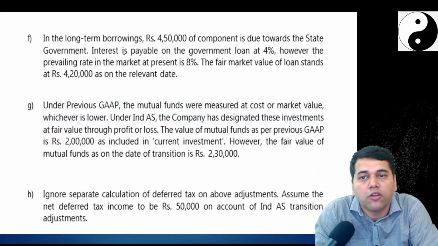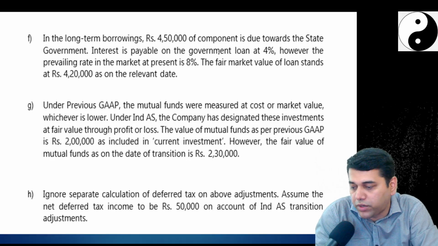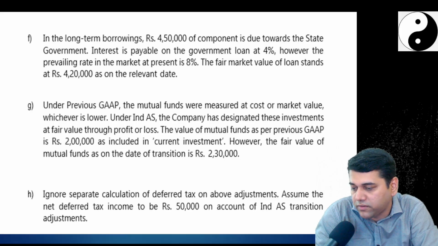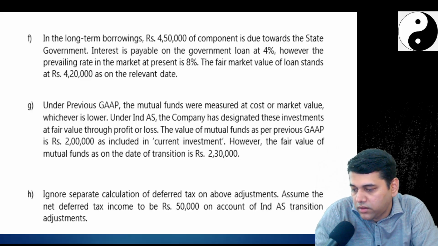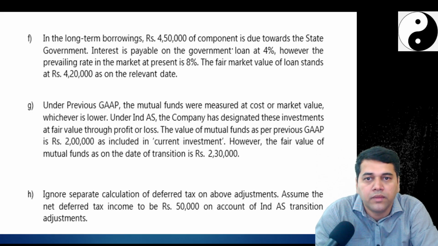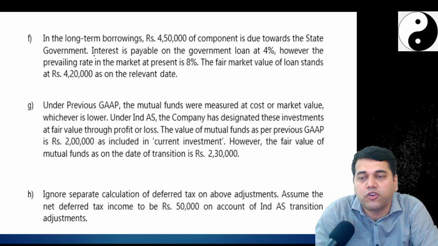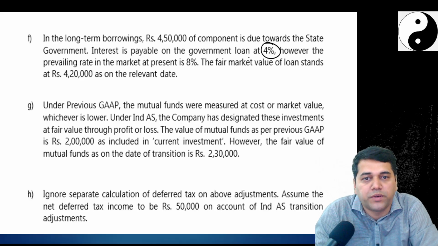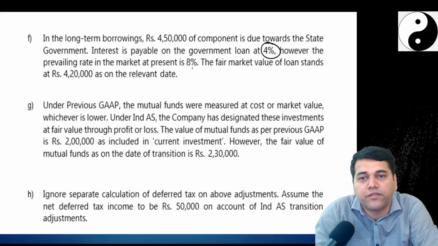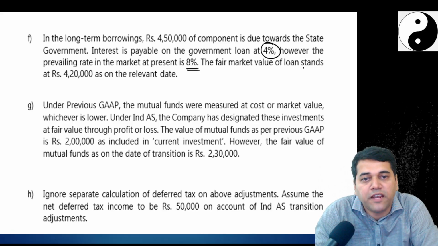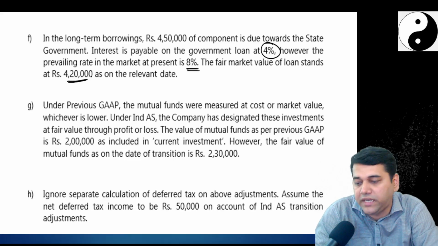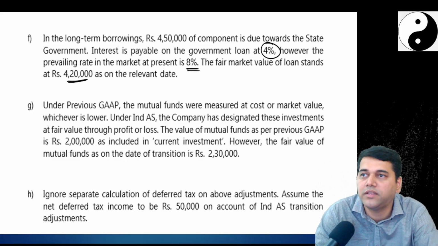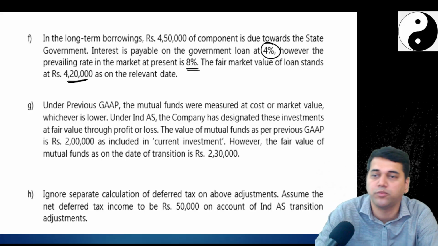If in the long term borrowings of 4,50,000 component, you have got long term loans and advances or borrowing, where is that? Non-current liability, long term borrowing. This one component is due to the state government. The interest is payable at the rate of 4%. However, the prevailing rate of interest is 8%. The fair market value of the loan is 4,20,000. So what will you do with this? Is there any option for you? What are you supposed to do?